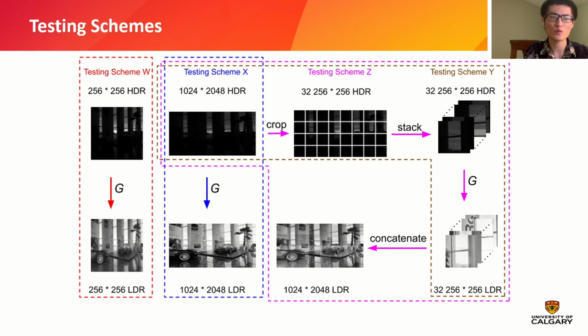For testing scheme Y, we crop 1024 × 2048 HDR images into 32 pieces, each of 256 resolution, and use the generator to generate 32 LDR images individually. The brown box shows the process of testing scheme Y. For testing scheme Z, we concatenate the 32 LDR images in testing scheme Y into a 1024 × 2048 LDR image. The pink box shows the process of testing scheme Z.